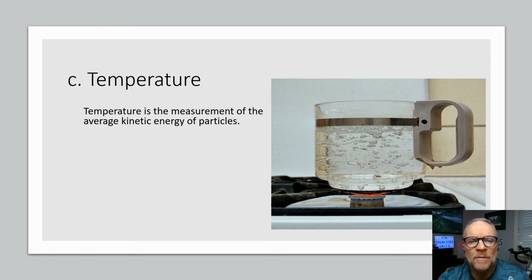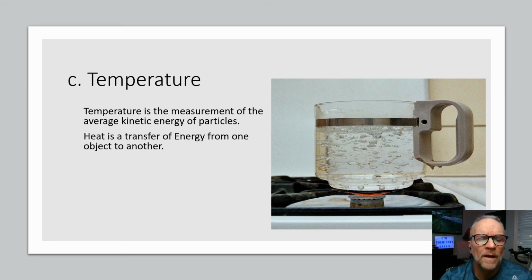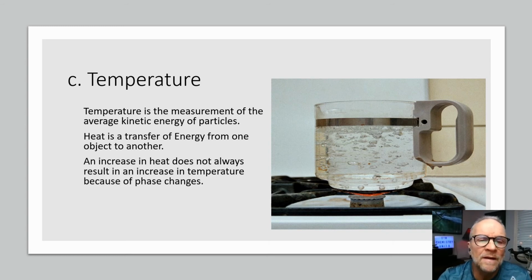Temperature is a measurement of average kinetic energy of particles. Sometimes this gets confused with heat, and temperature and heat get used interchangeably, and that's somewhat okay, but we have to make some important distinctions between heat and temperature here. Heat is a transfer of energy from one object to another. And an increase in heat does not always result in an increase in temperature because of phase changes.